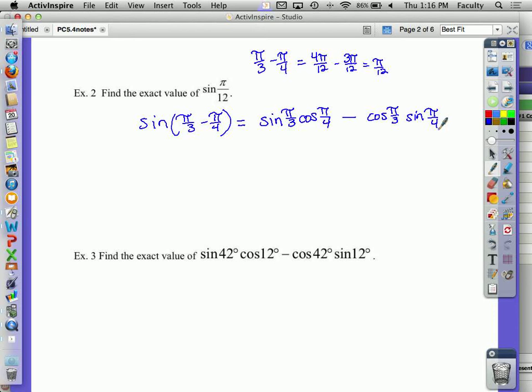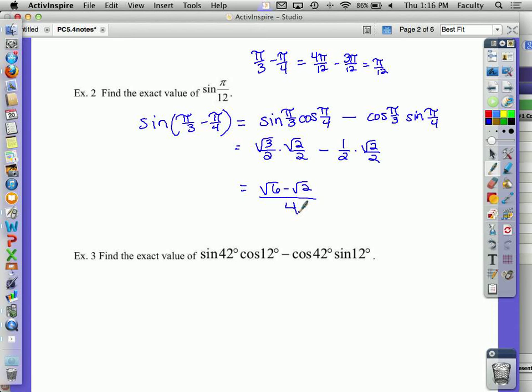Again, I am going to finish this lesson today, but tomorrow I have some classwork you're going to do to just let this sink in and gel. So this is radical 3 over 2 times radical 2 over 2 minus 1/2 times radical 2 over 2. That's radical 6 minus radical 2 over 4. That will be a common answer, okay, very common answer.